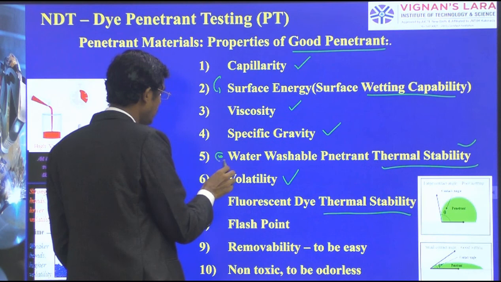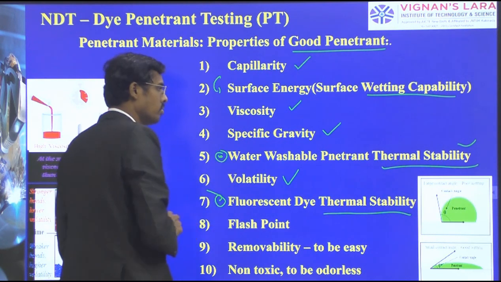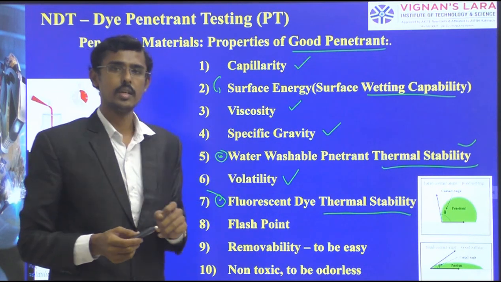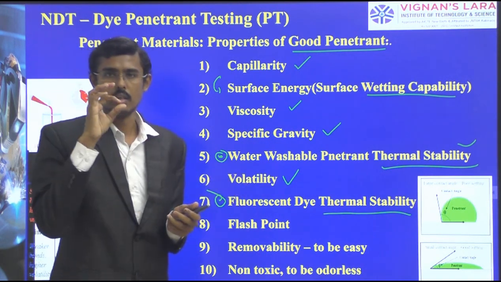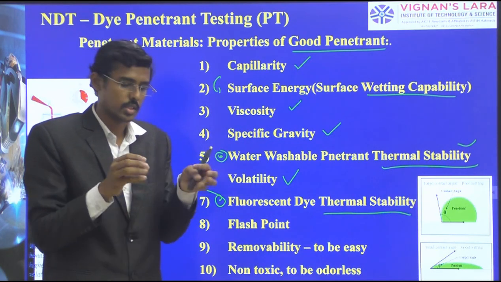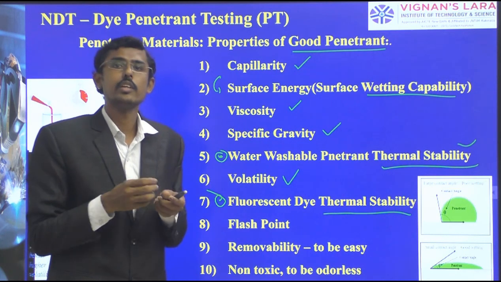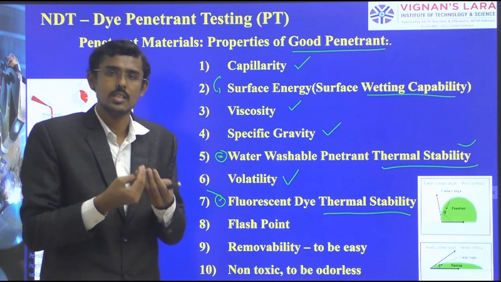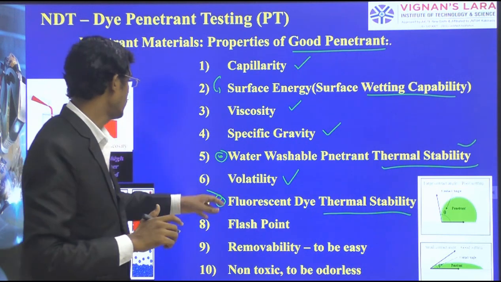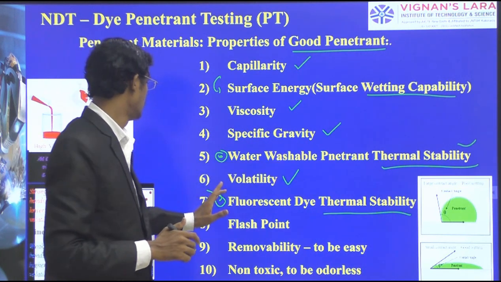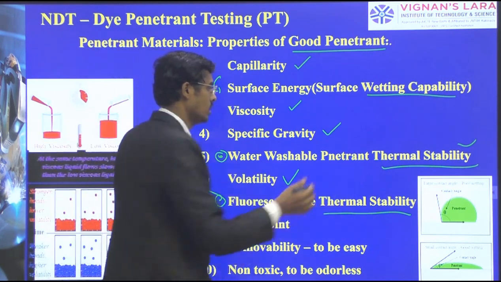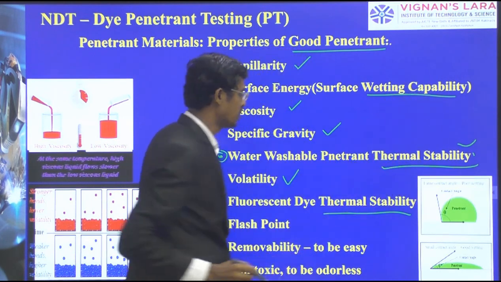There are two types of penetrants. One is the water washable normal penetrant, and one is fluorescent, which contrasts very brightly when the rays pass there; the lighting reflects there. Therefore it is brighter and has more contrast. It is very easy to do visual inspection. That's why fluorescent dye penetrants and water washable dye penetrants are there. So, fluorescent dye penetrant thermal stability and water washable thermal stability.